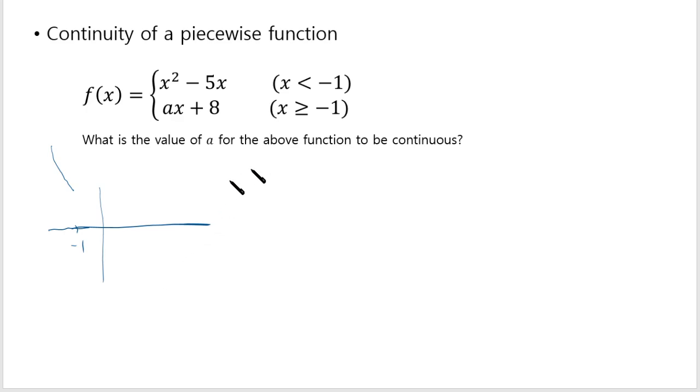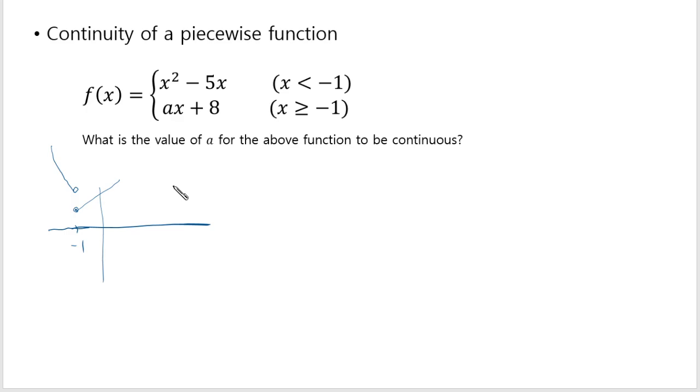And then after -1, it follows this, and I have no idea how to draw this because we don't have the value of a. But imagine this is a line, right? So you might have some line like this. Then if these two don't match, what happens? Then there's a jump discontinuity between them, right? So this is exactly not what I want. I really want the value of the right side equal to the value of the left side.